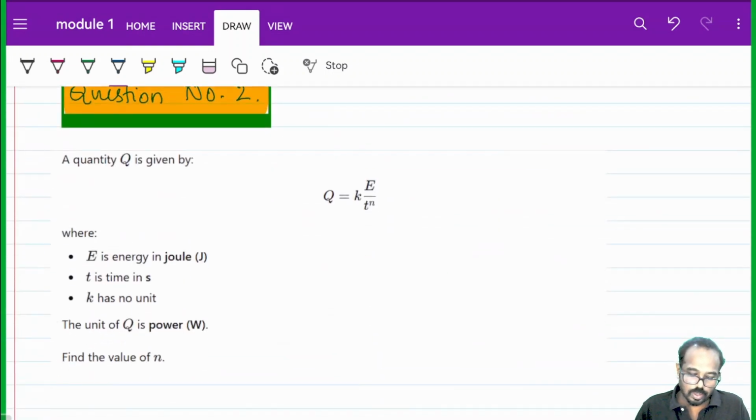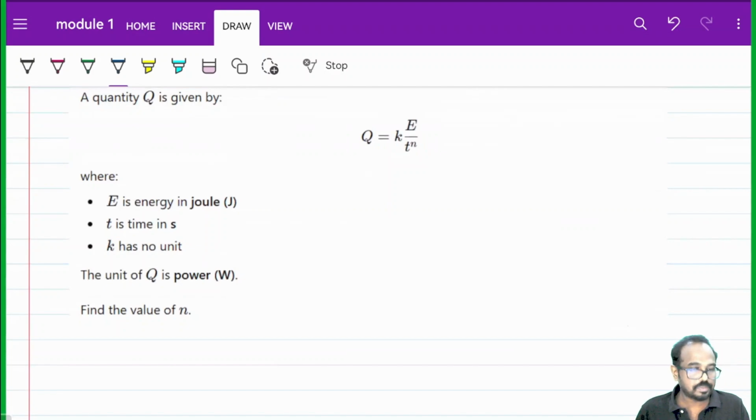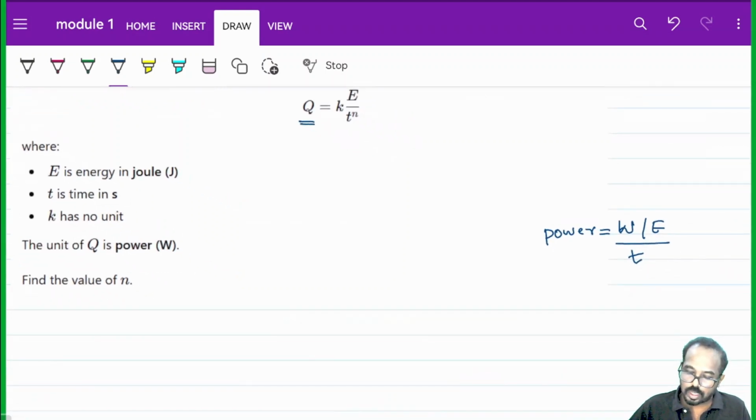Second question. A quantity Q is given by Q is equal to K times E by T to the power n. Okay. So when you check, E is given as energy, T is time, K doesn't have any unit, it's a constant value, and the unit of Q is power. What is the unit of power? So Q unit you got. Now you need to find out power. Power, what is that? Work done or energy per unit time, right? Work done, what is that? Force into displacement, right? Force multiplied by displacement upon time.